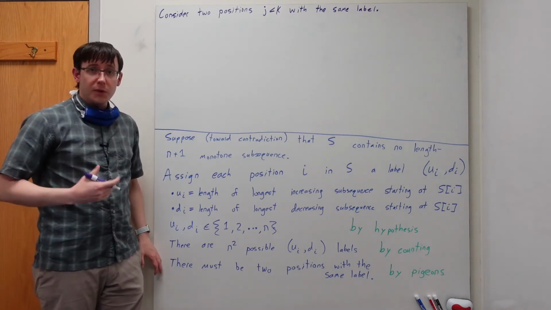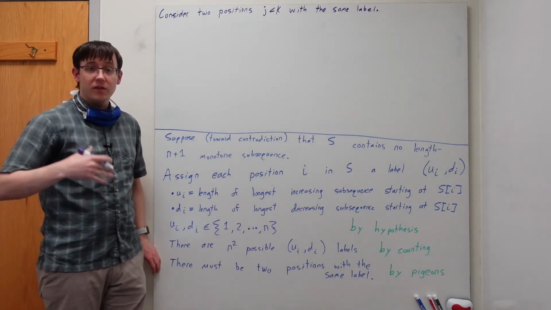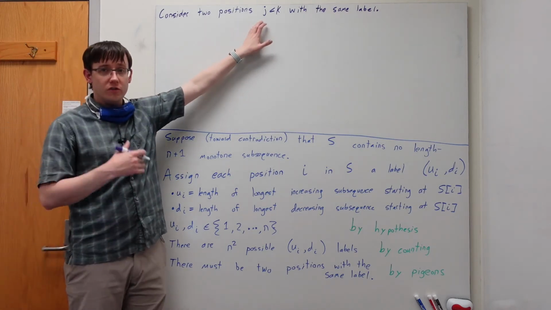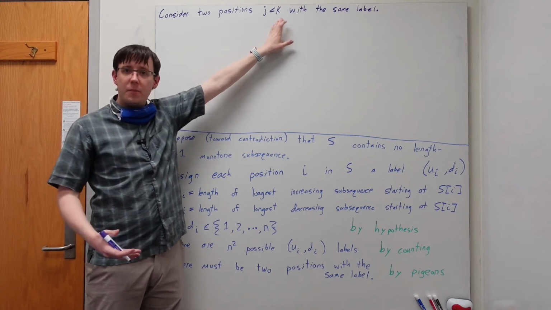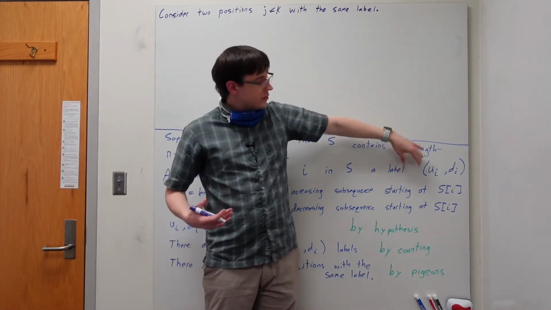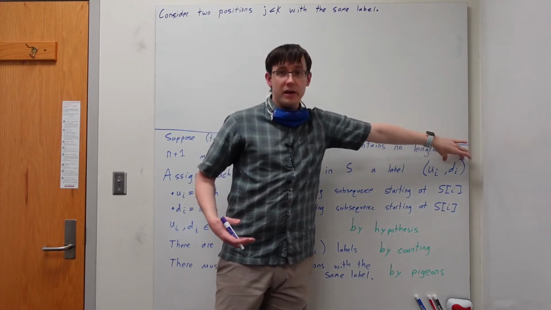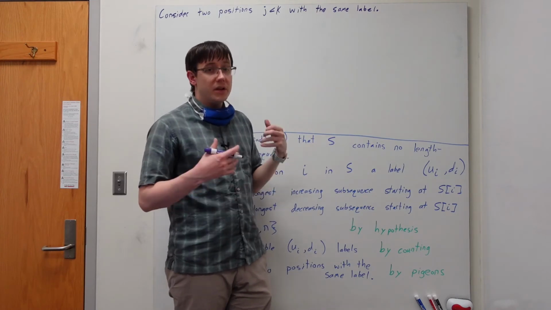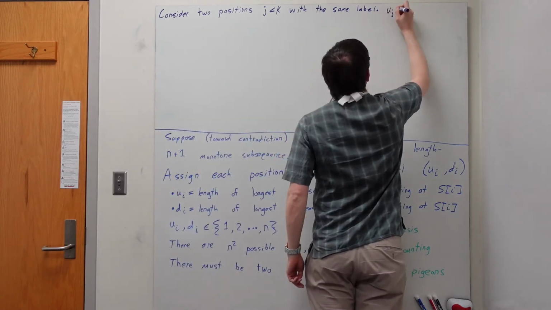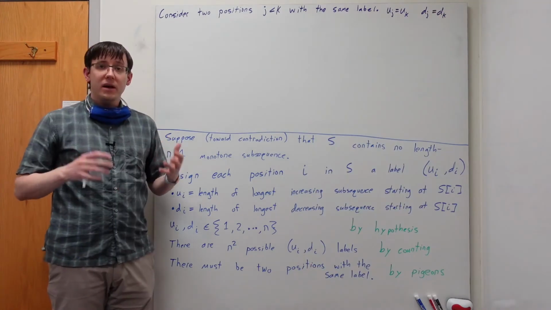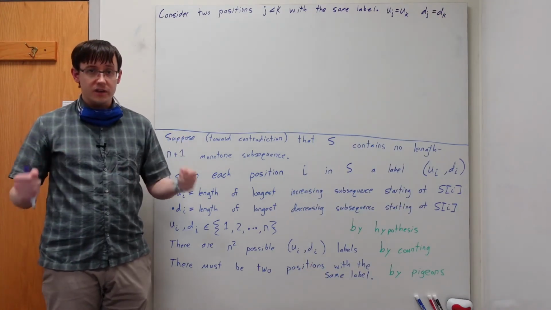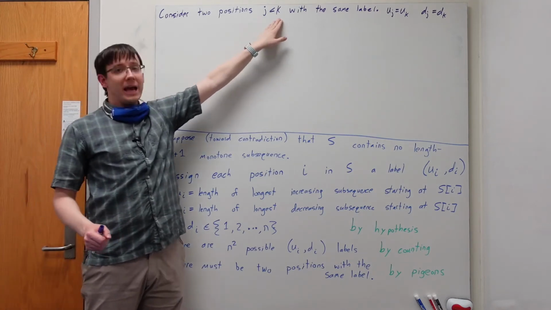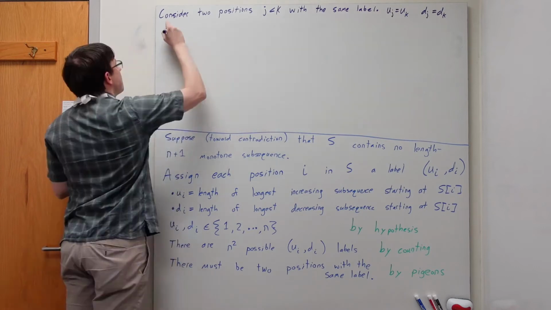By the pigeonhole principle, there must be two positions in the sequence that have the same label, so we'll call the smaller of those two positions j and the larger one k. And since our labels consist of a U and a D for each position, if those positions have the same label, then they must have the same U and D. But because our sequence consists of distinct integers, we know that the integer at position j and at position k must be different.